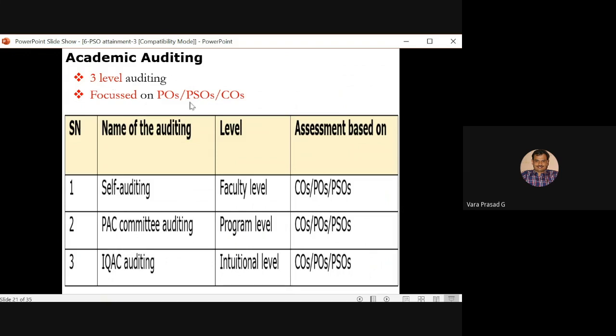This auditing is focused, from the OBE point of view, on the CO, then the POs, then the PSOs. Every faculty member has measured the CO attainment value, and probably has done the PO attainment also. For the POs you have mapped, you have to give the attainment value, and we have to do auditing. Then for whatever PSOs are mapped, he has to give the attainment value. So this auditing will be focused on the CO, PSO and PO attainment values. Now, three levels of auditing. I will explain the meaning of self, PAC and external auditing.